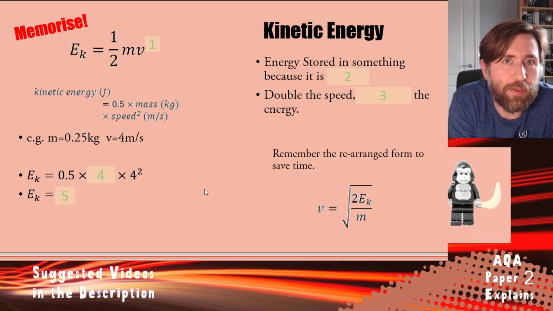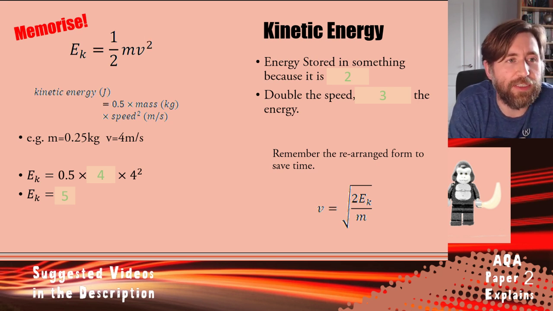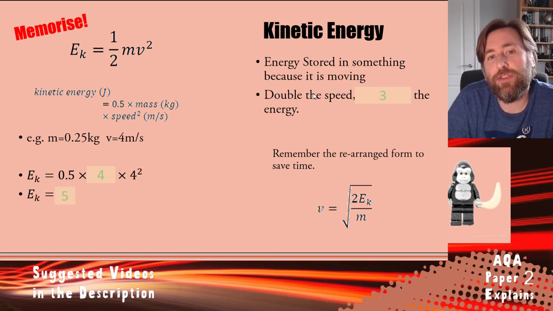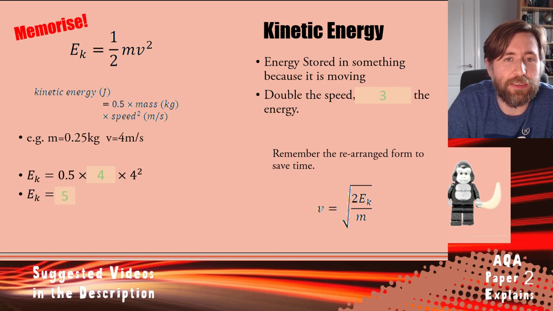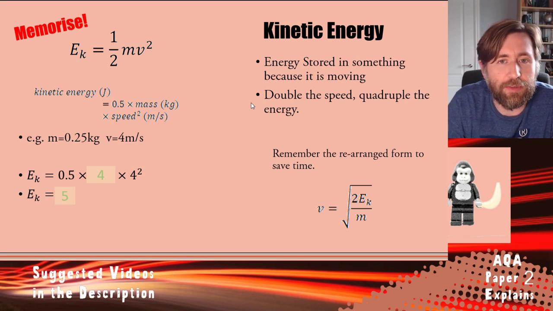You need to memorize this equation for kinetic energy. Kinetic energy is half mv squared, half times the mass times the speed squared. I've done a little example calculation down here, but just to say energy is stored in something because it's moving. And if you double the speed, you don't just get double the energy, you quadruple the energy. And they often ask you this type of thing. They will say something like, the speed doubles, what happens to the energy? How has that changed the energy?